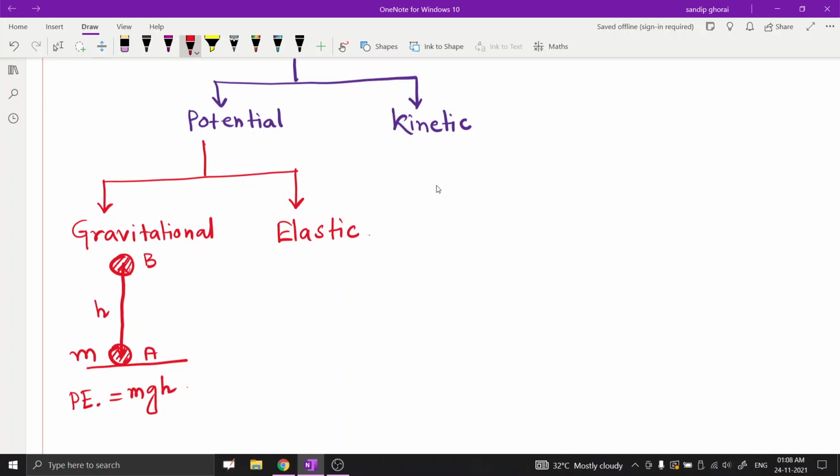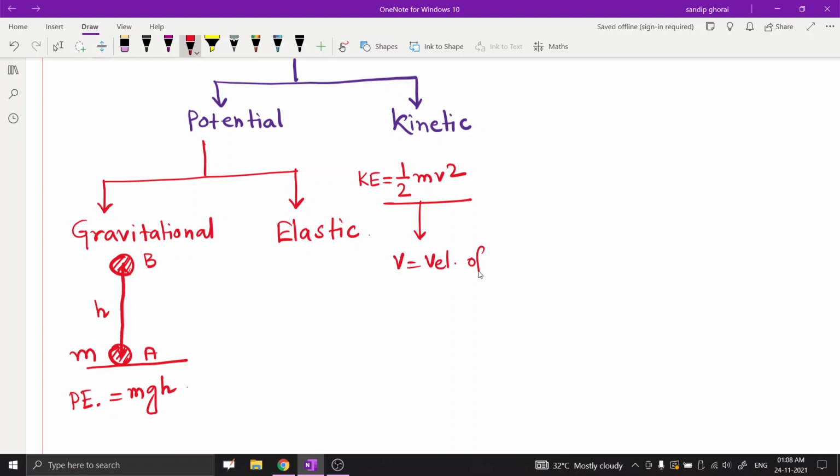But what is kinetic energy? It is simply due to the motion of the body. When a body is in motion, then some energy is stored in the body, and this energy is called kinetic energy. Kinetic energy is equal to half mv square. Here m is the mass of the body and v is the velocity.